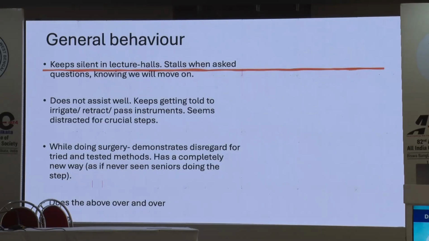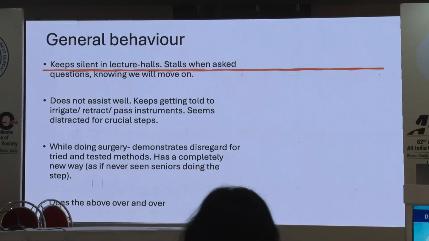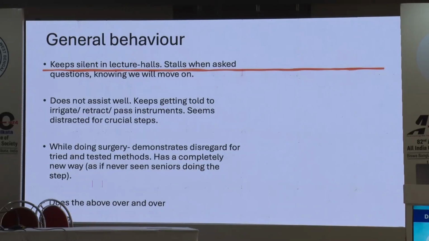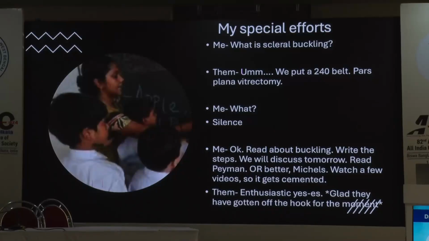The general behavior of this resident, or residents, is that they usually keep silent in lecture halls, and when asked a question, they stall. They know we will move on to another person. And they don't assist very well. They keep being told to irrigate or to retract something or pass instruments, and they seem distracted for the crucial steps. When you're doing a crucial step, they don't seem to be paying attention. Also, they demonstrate almost disregard for our methods. They have their own new way of doing it, as if they've never seen seniors doing that step. And they do this again and again and again.